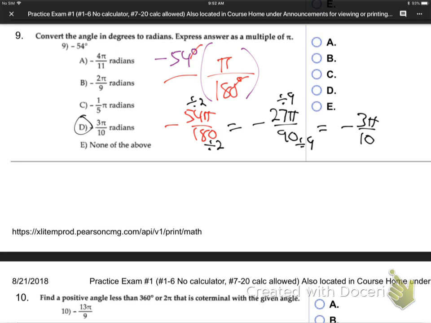Everybody see what I did then? I just took the 54 degrees multiplied by pi over 180. I made it 54 pi over 180, and I just started reducing the fraction. Divide top and bottom by 2, divide top and bottom by 9, until I couldn't reduce it anymore. Minus 3 pi over 10.